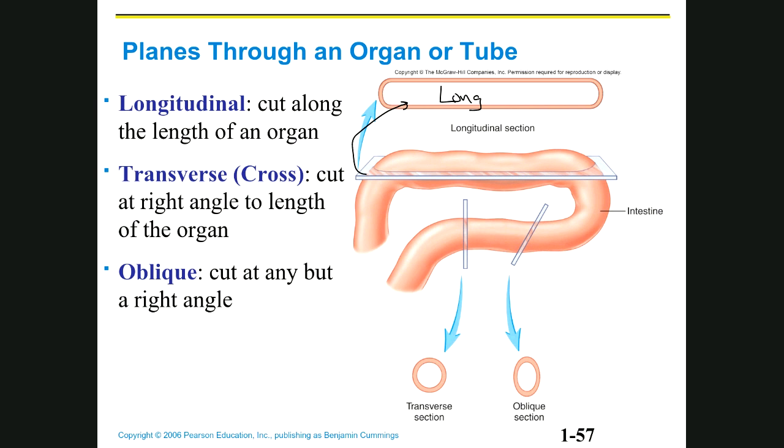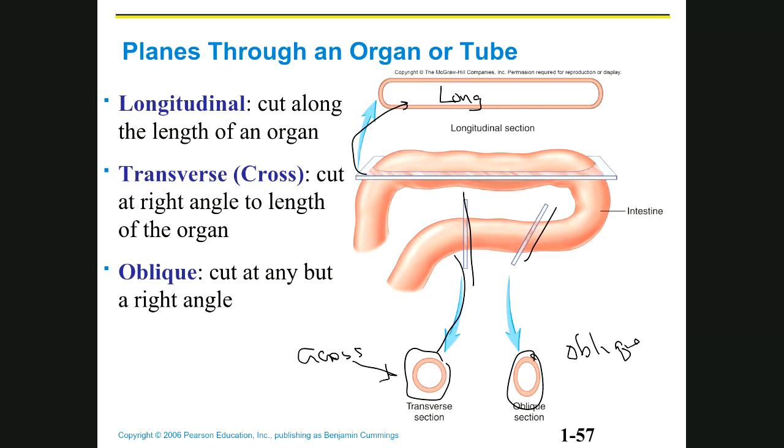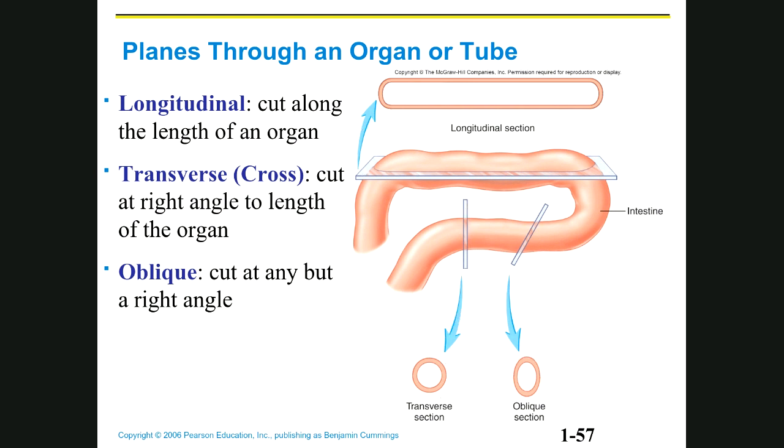And if I make this cut, look, it's round. It was cut straight across. And if I look at this one, look, it's oval shaped. And so it was cut at an angle. And so instead of using sagittal and frontal and so on, what we use are longitudinal, transverse, or sometimes cross, and oblique.